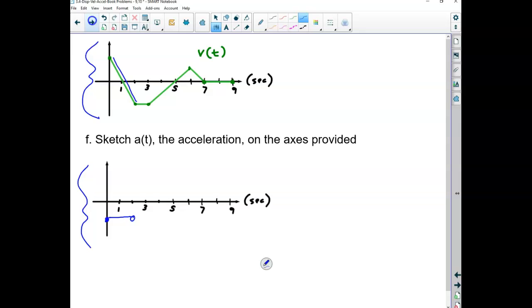Then, from 2 to 3, oh, it's horizontal. What is that? That's 0. So from 2 to 3, my acceleration is 0. Then, from 3 to 5, look at that. That's rising, going up to the right. That's a positive slope. So somewhere from 3 to 5, I'm positive.